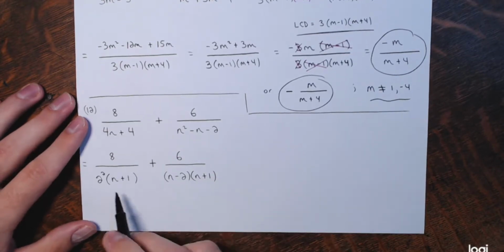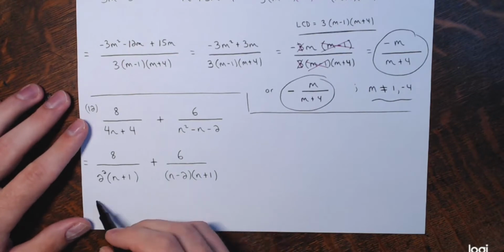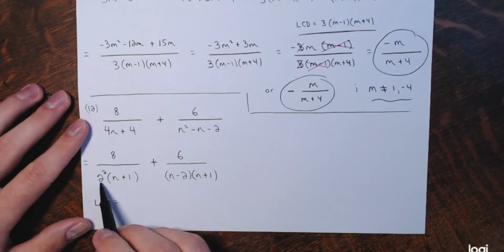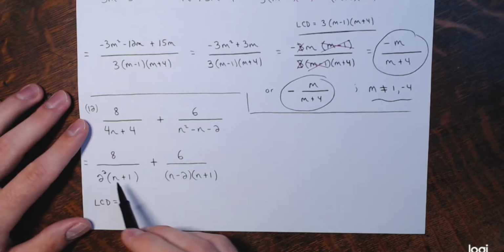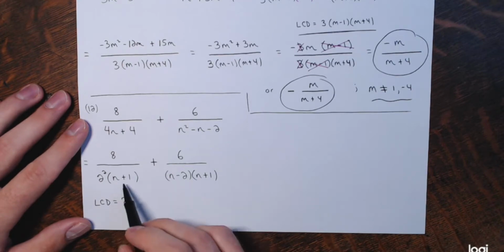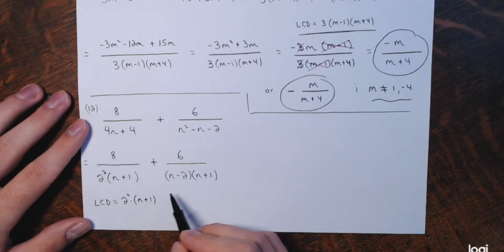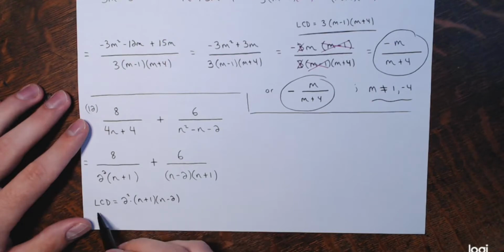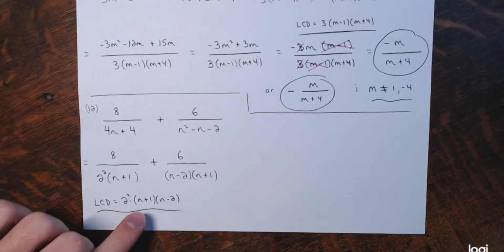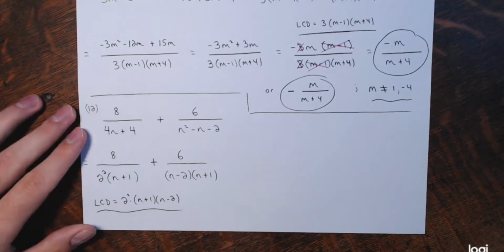And now that both denominators are factored completely, we can very easily state the least common denominator. So we have a factor of 2 showing up, and the highest power is 2 squared, so 2 squared is going to be a factor of the LCD. n plus 1 to the first is the highest power of n plus 1. n minus 2 to the first is the highest power of n minus 2. So here's our LCD: 4, or 2 squared, times n plus 1 times n minus 2.